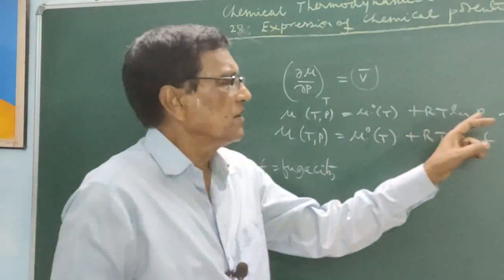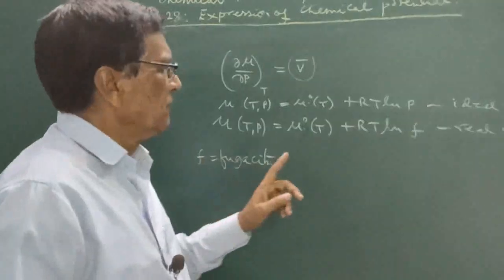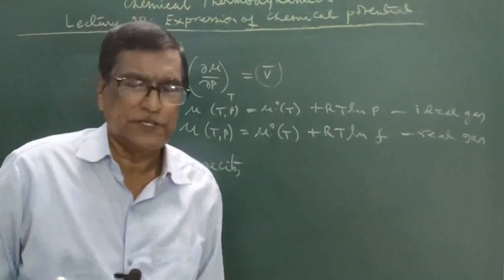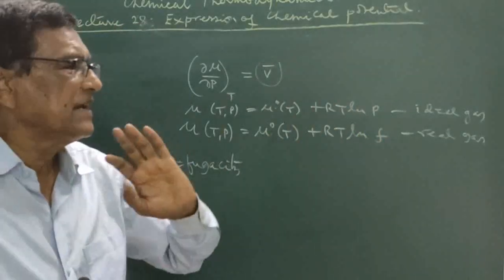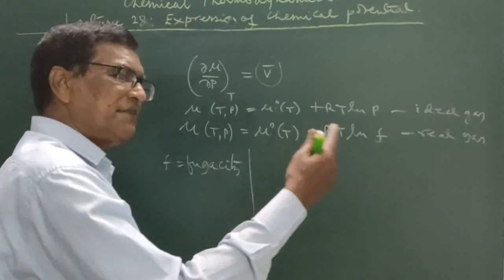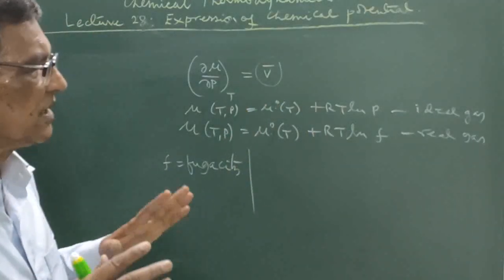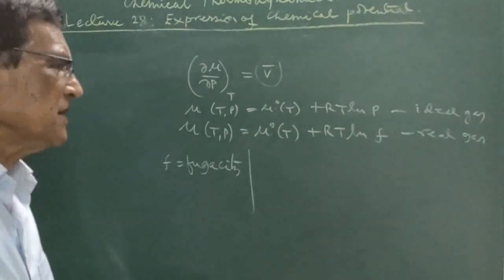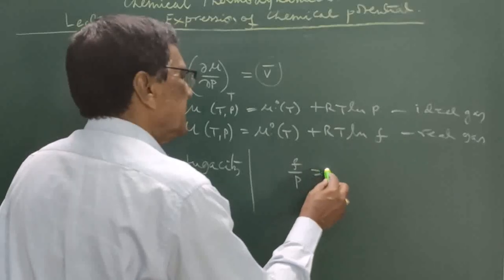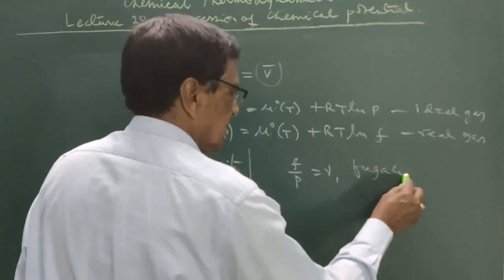Instead of pressure for the ideal gas, we have used the fugacity f for this real gas. So f will be taken as this corrected pressure for the real gases, and fugacity has the same unit, same dimension as the pressure, same meaning, but it is not identical with the pressure. So actually f divided by P equals gamma. Gamma is called the fugacity coefficient.